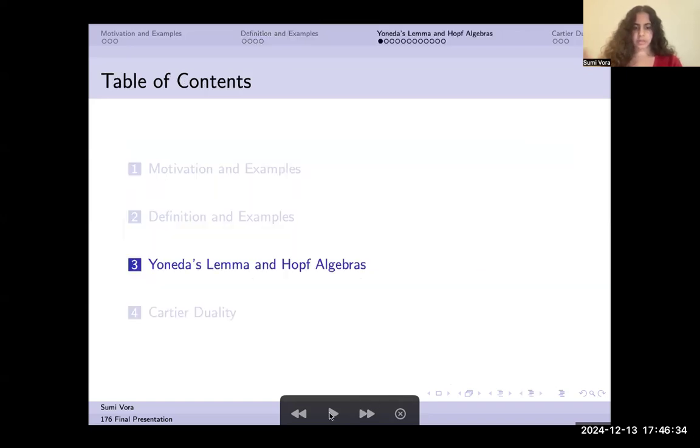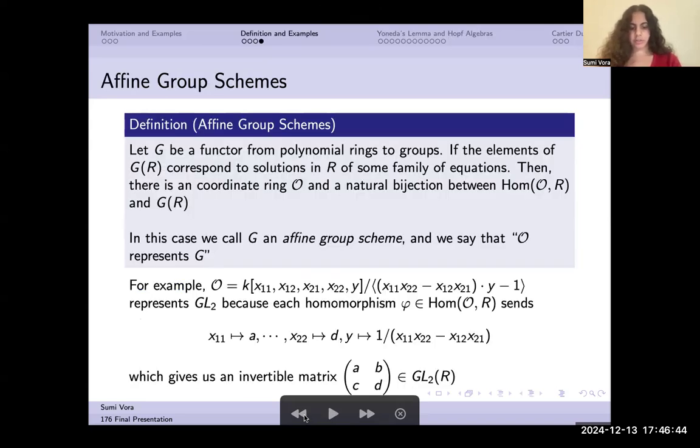Okay, let's just pause and recap really quickly before we move on. What we have shown is that if we have a functor that sends R to a group that corresponds to some solutions to a family of equations in R, then we can describe this functor with a coordinate ring O, and also the image G(R) corresponds to the set of homomorphisms from O to R. So that's what we've shown.